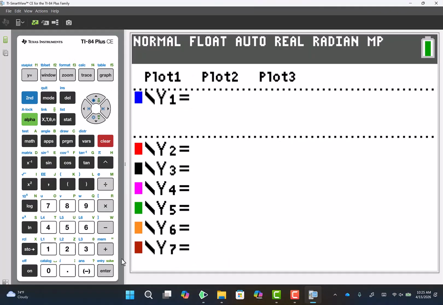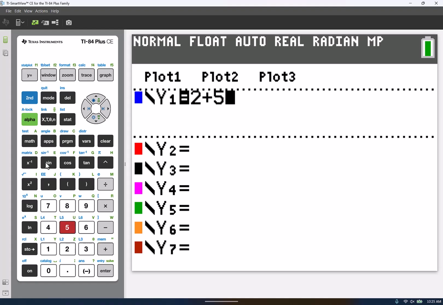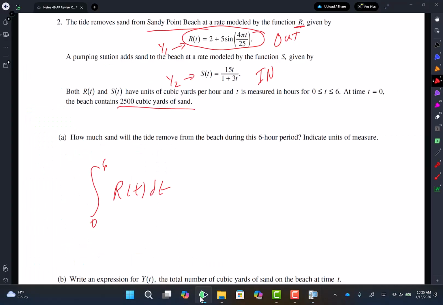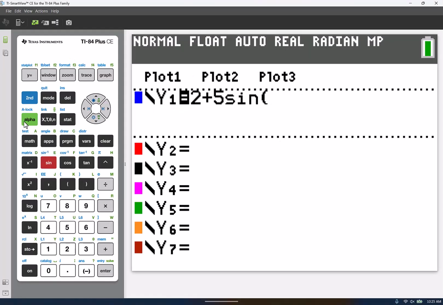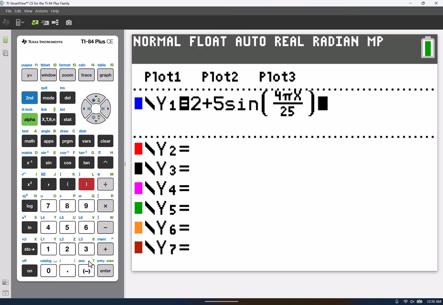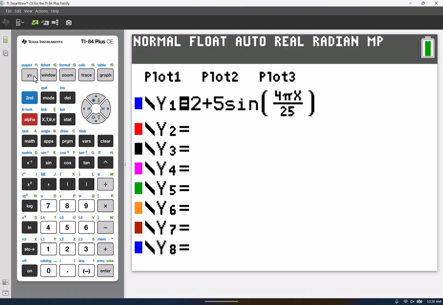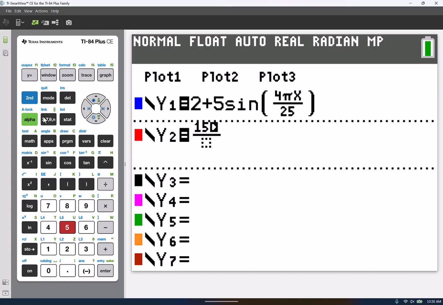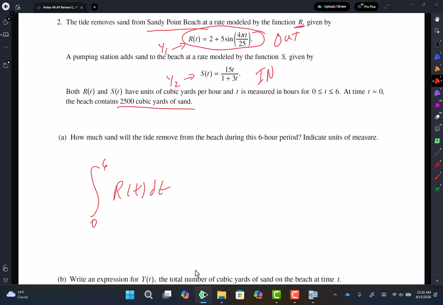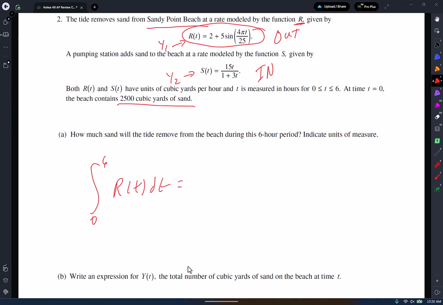2 plus 5 sine of 4 pi x over 25. Alpha y equals, enter 4 pi x over 25. Okay, what's y2? Alpha y equals 15x over, like that. Okay. Let's see what we have. This is called the setup.